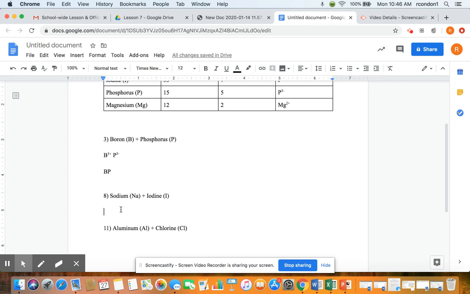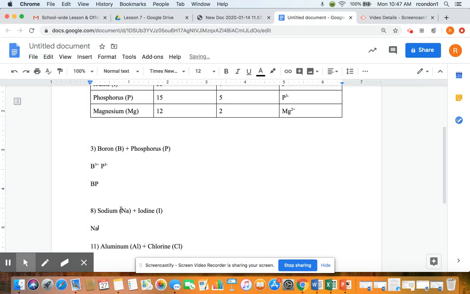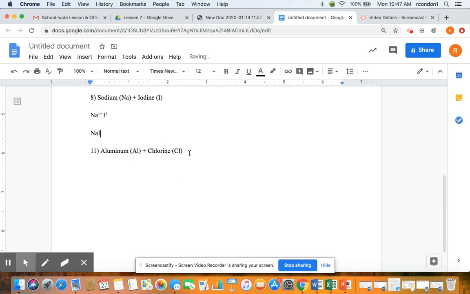Sodium and iodine. So sodium is going to form a +1 cation, 1 plus. And then iodine is going to form a 1 minus anion. These also cancel out. So our final formula is going to be sodium iodide, NaI. Now we have an interesting example.